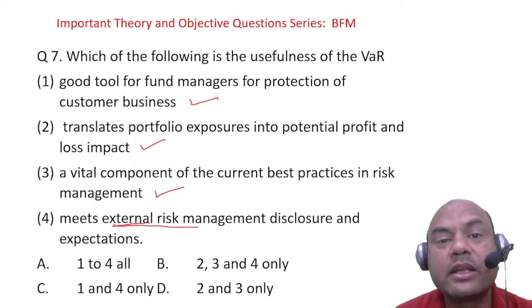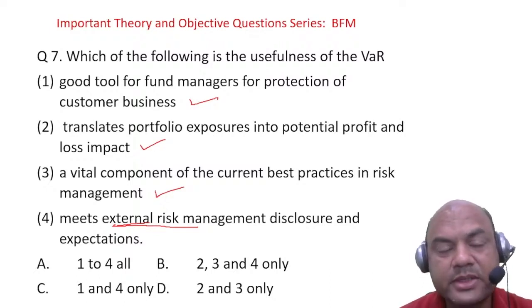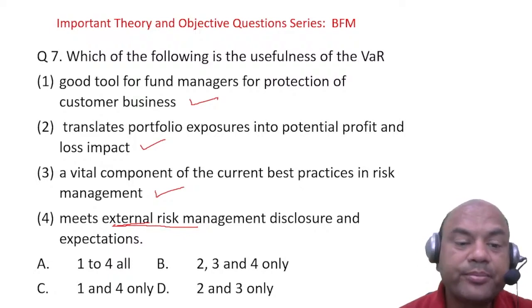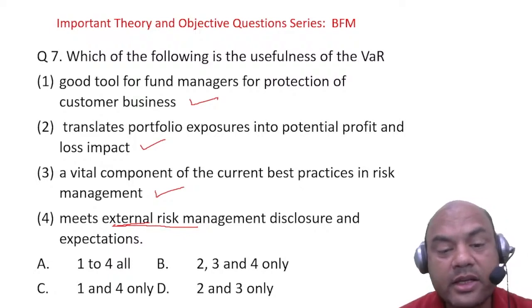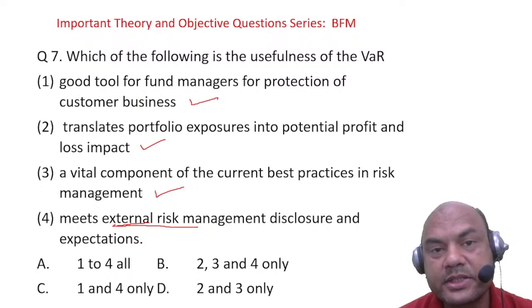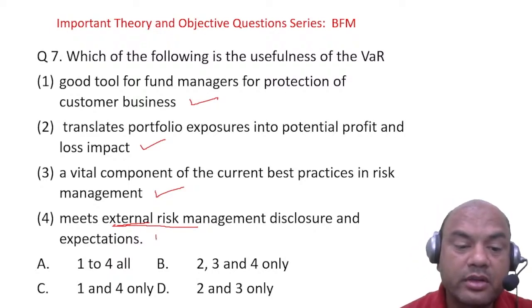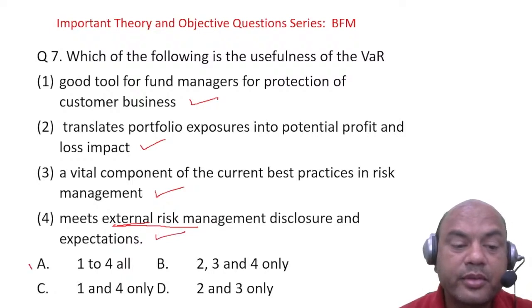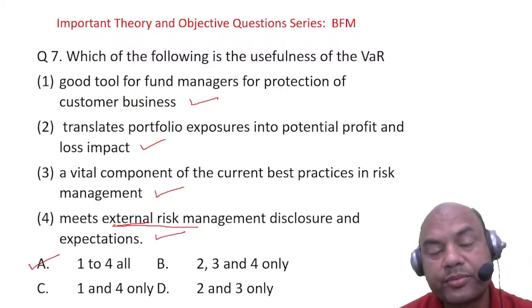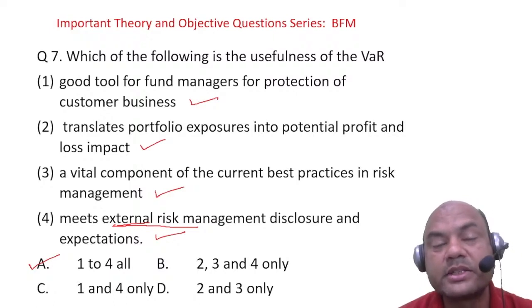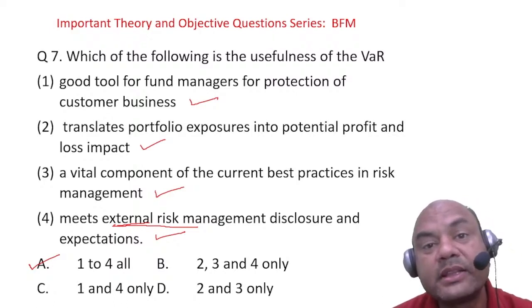It is basically the settlement risk. Okay, means systemic risk is a part of your settlement risk. So it meets the external risk management disclosure and expectations, which are required by the Basel norms now. So the answer is all 1 to 4. Correct? 1 to 4.